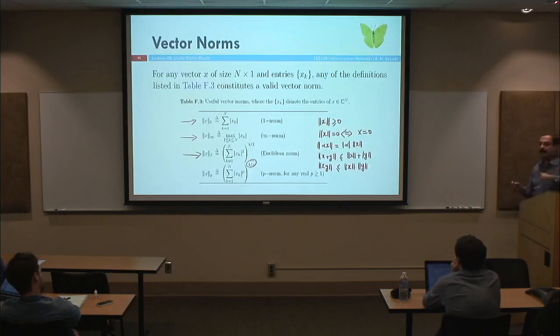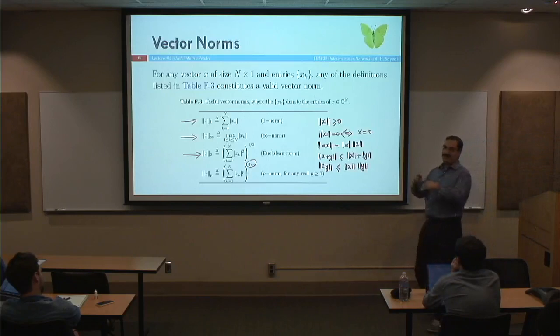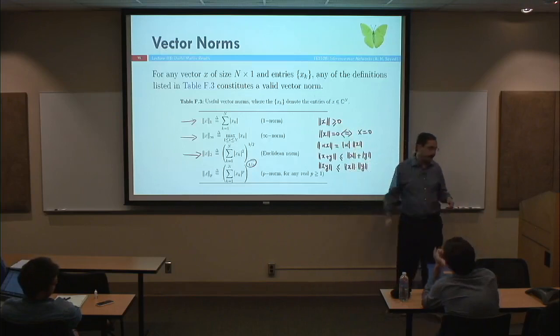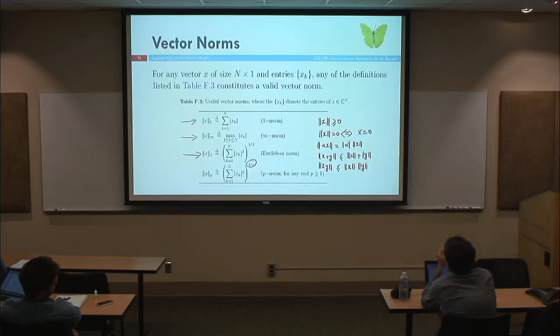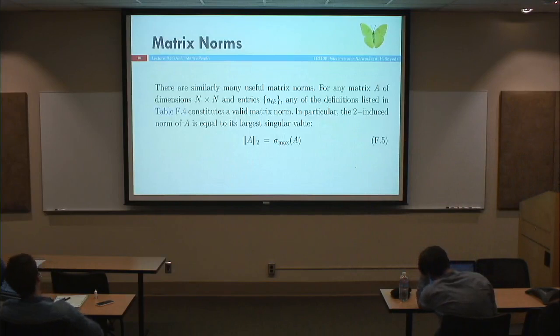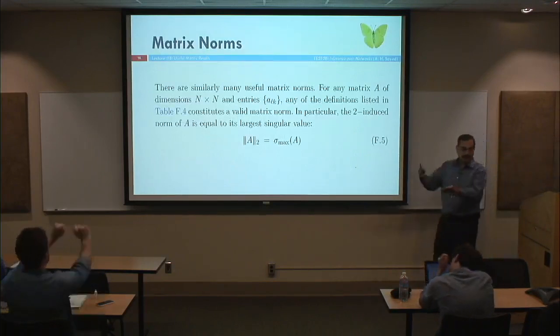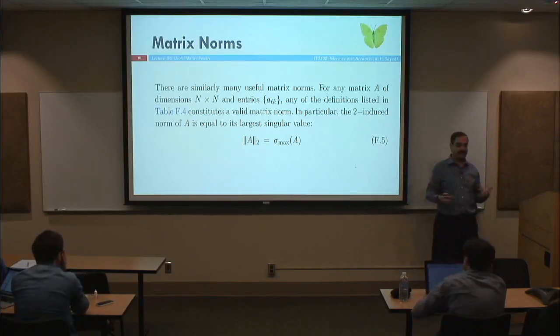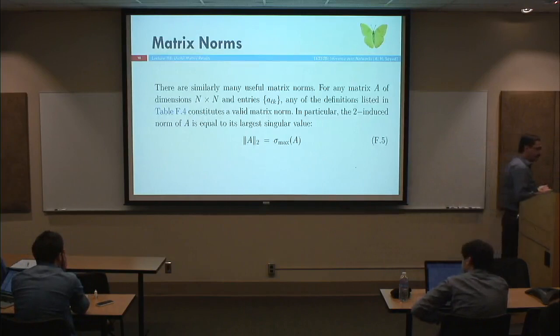So there are certain properties: you cannot define any function and say it's a norm. It has to satisfy certain properties. All these norms satisfy these properties. Now, we can also define matrix norms that satisfy similar properties, but for matrices. You can also measure the norm of a matrix.